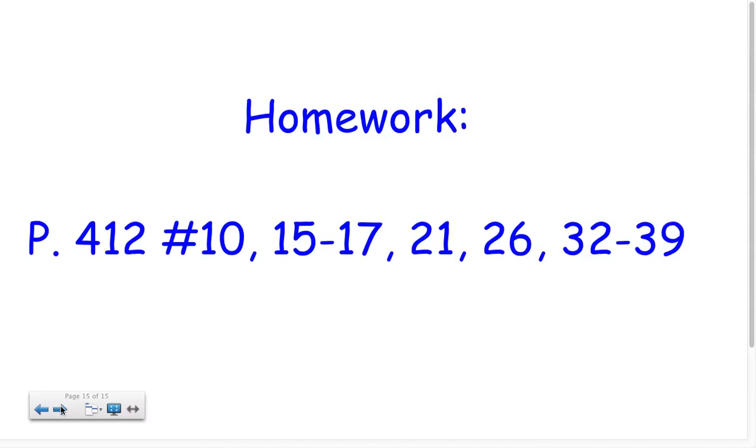Summary. The homework for this lesson is page 412, numbers 10, 15 through 17, 21, 26, and 32 through 39.